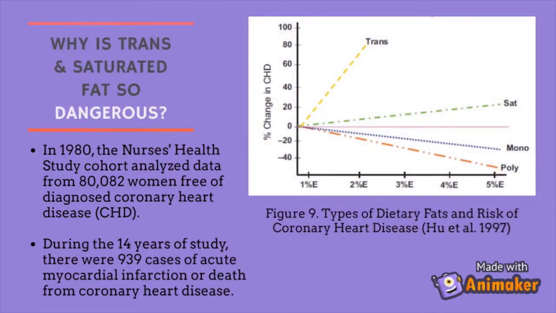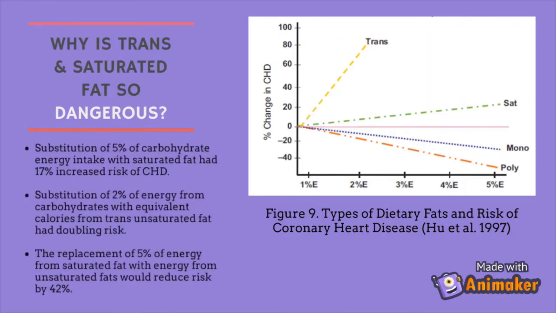In 1980, the Nurses' Health Study cohort analyzed data from 80,000 women free of diagnosed CHD. During the 14 years of study, there were about 900 cases of acute myocardial infarction or death from CHD. From the analysis, it was found that the substitution of 5% of carbohydrate energy intake with saturated fat was associated with a 17% increase in the risk of CHD, while the substitution of 2% of energy from carbohydrates with equivalent calories from trans unsaturated fat was associated with almost a doubling of risk.